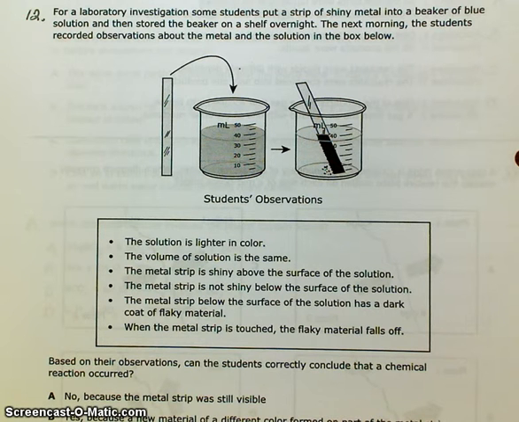Students' observations. The solution is lighter in color. The volume of the solution is the same. The metal strip is shiny above the surface of the solution. The metal strip is not shiny below the surface of the solution. The metal strip below the surface of the solution has a dark coat of flaky material. When the metal strip is touched, the flaky material falls off.